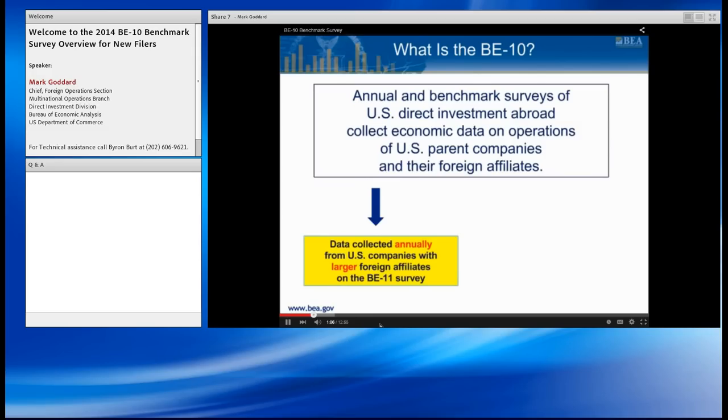All U.S. companies that own a foreign affiliate, that is, that had direct or indirect ownership of at least 10% of the voting stock in a foreign business enterprise, must file a BE10 survey. The U.S. company is referred to as the U.S. reporter in the BE10 survey.